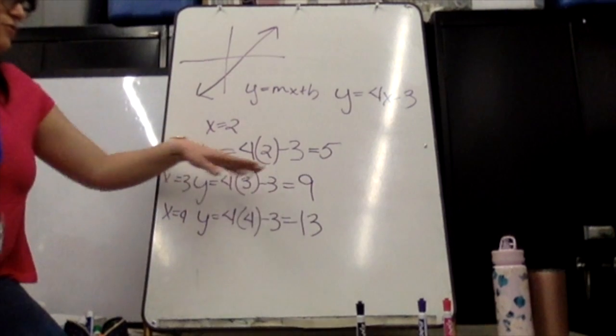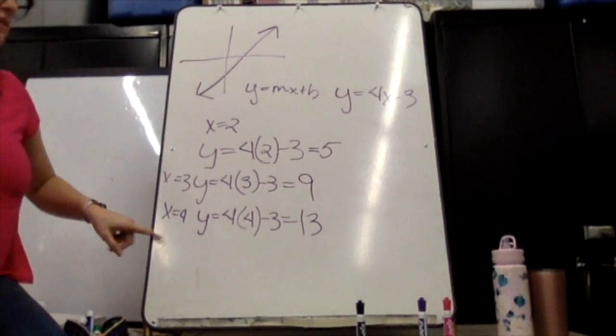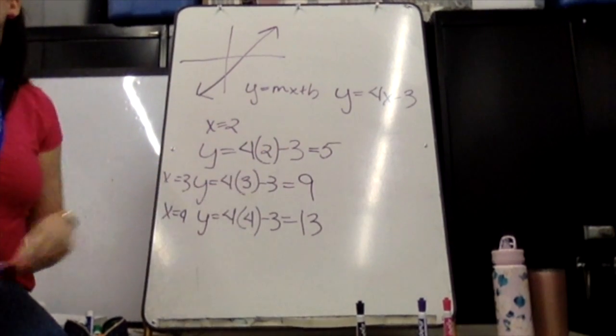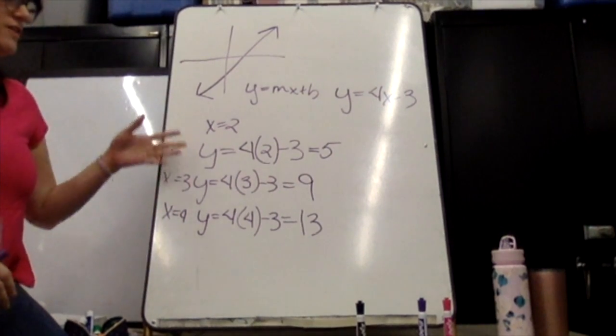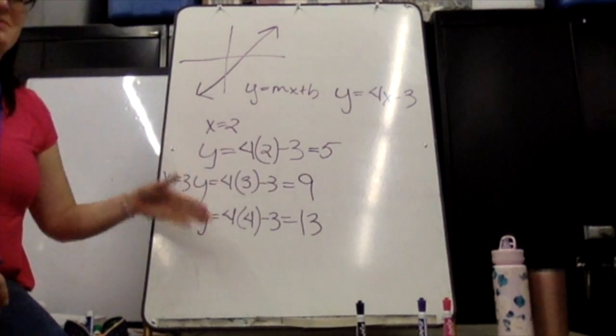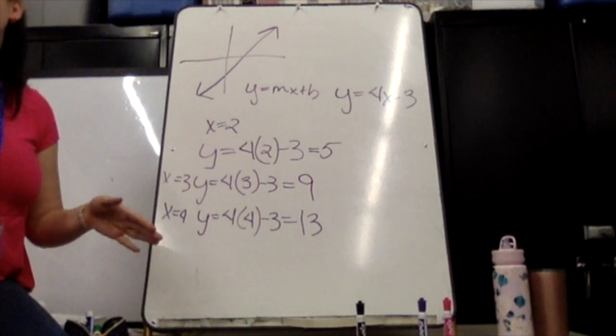So for every 1 that I'm increasing my x's, 2 to 3 is 1, 3 to 4 is 1, how much are my y's increasing by? 4. So, y's are increasing at 4 times the rate of x. Does this make sense?